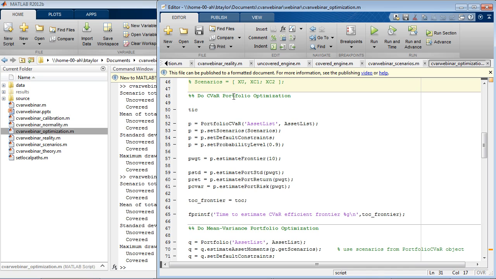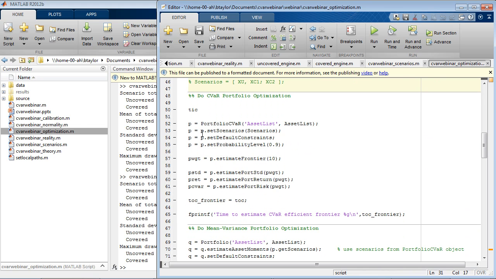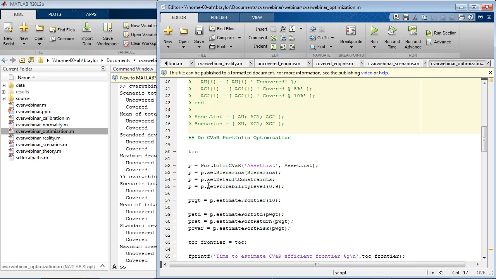The first is to do CVaR portfolio optimization. And here it creates a portfolio CVaR object and specifies the asset list, which is identifying covered and uncovered positions in your universe. Then it uses the set scenarios method to put the scenarios matrix that you've created here into the object. It sets default constraints, which are in this case that the weights have to be greater than or equal to 0 and sum to 1. You can implement any other types of constraints that you want, of course, with this object.